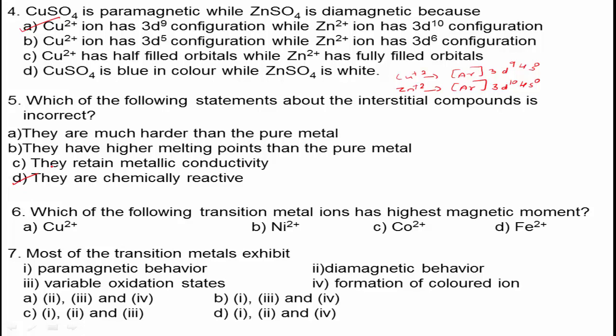Next, question number 6. Which of the following transition metal ions has highest magnetic moment? Options are given here: Cu2+, Ni2+, Co2+, and Fe2+.